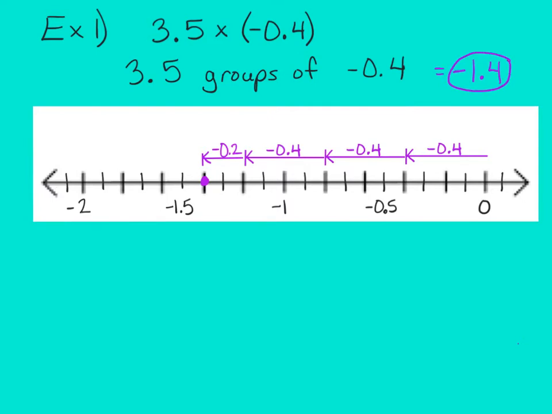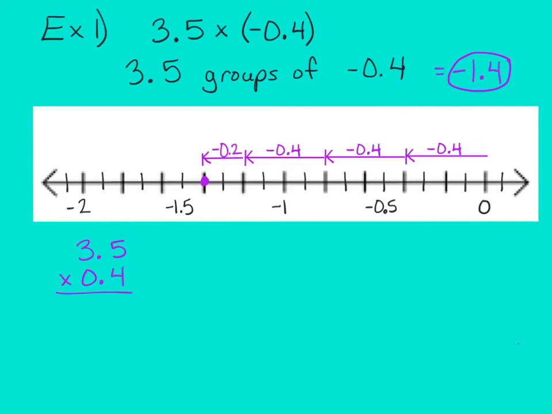So we could multiply decimals on a number line as we've just done, or we could just multiply the decimals and then notice that they're different signs, so your answer should be negative. So I'm going to write it out multiplying, ignoring the negative sign to start with. Remember when multiplying with decimals that we ignore the decimals first and just multiply.